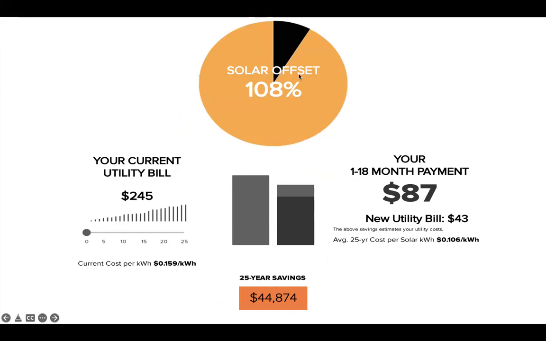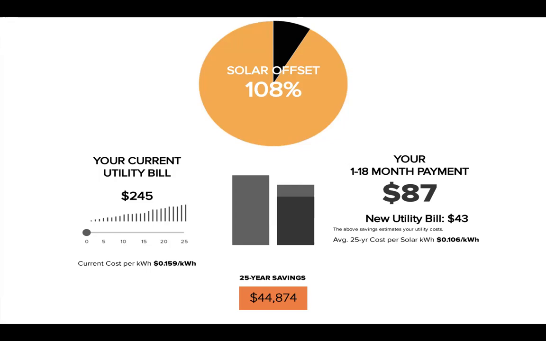We could even build this higher than that if they are planning on making those type of additions to the home. So their average electric bill is $245. Their first 18 payments are only going to be $87 a month. Now, their new utility bill, if they decided that they, let's say they overuse and they get an overcharge, their new utility bill average is only going to be $43 a month.